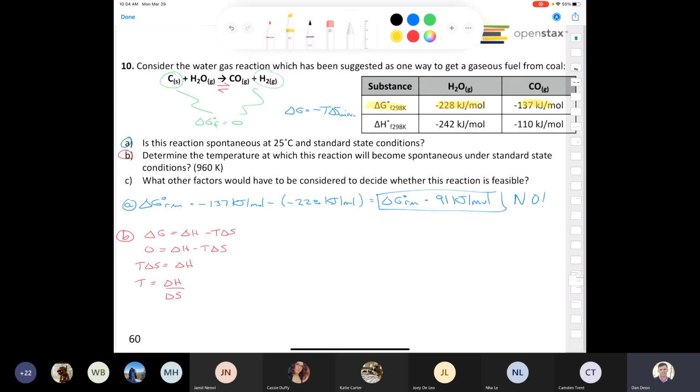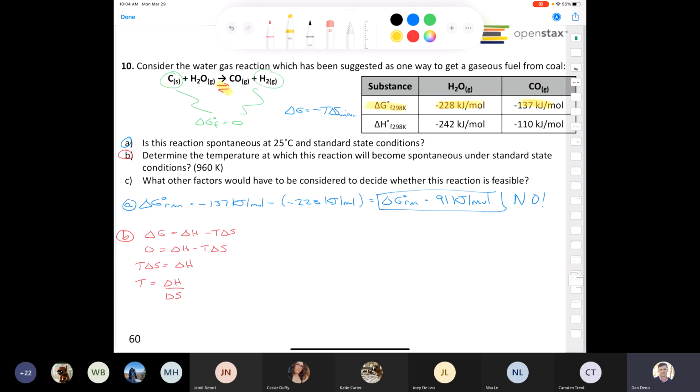Because if the delta G is positive, that means it's non-spontaneous. It's going to be favored in the reverse direction. It's not spontaneous the way it's written. But when delta G is equal to 0, that's when I'm at equilibrium, and that's the temperature at which the reaction is going to start to become spontaneous.